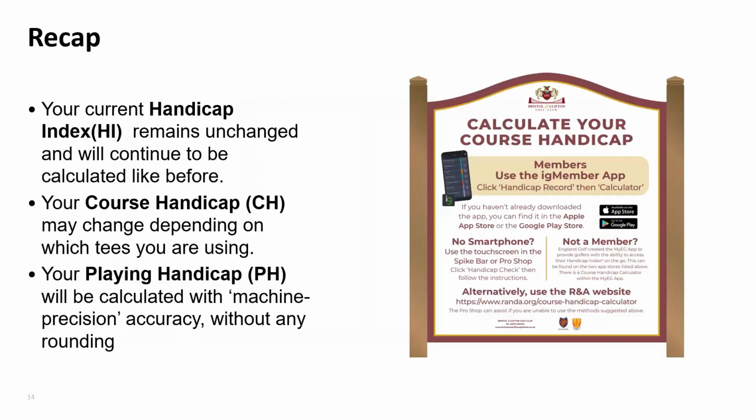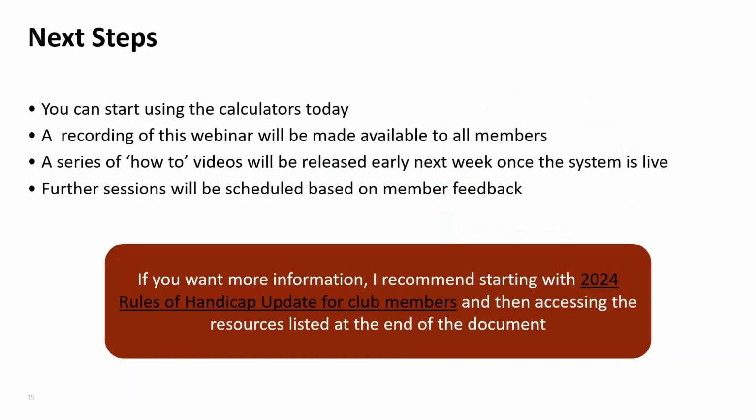Okay, so recap, if you just remember one thing, which is the same slide over and over again, handicap index remains the same, course handicap will change, playing handicap will change. Do not try and calculate your playing handicap from your course handicap, and basically just use the tools that we've just gone through. Okay.